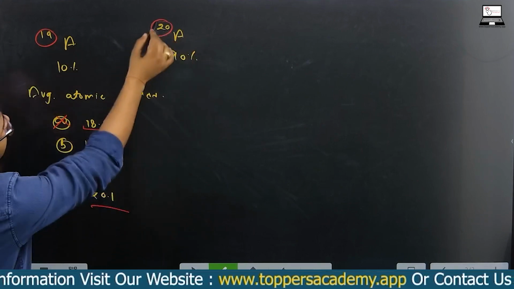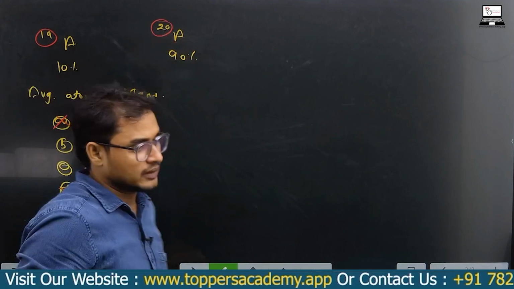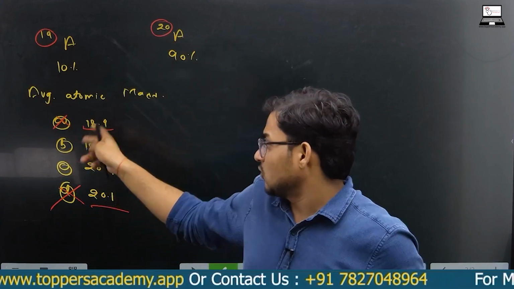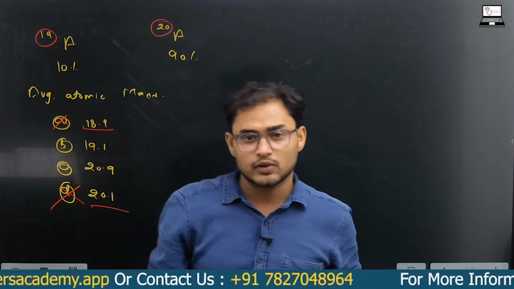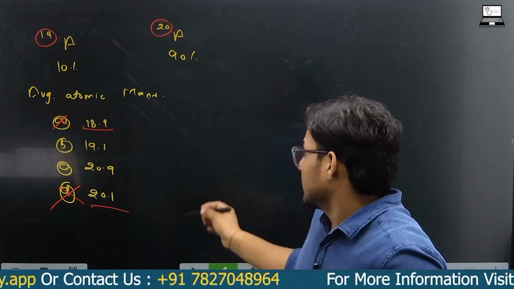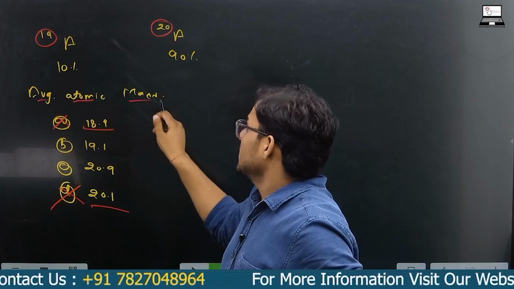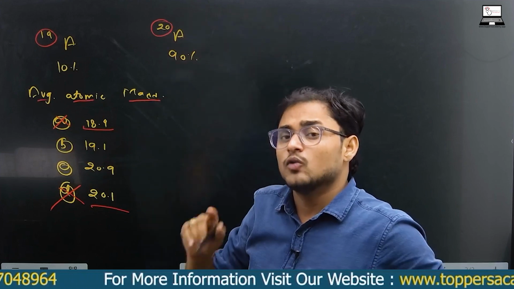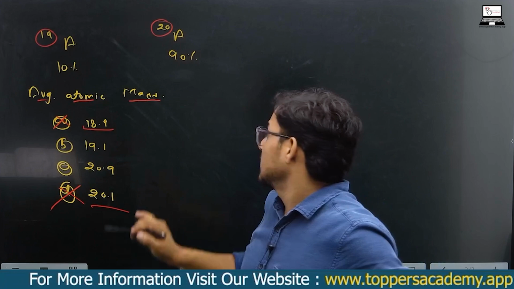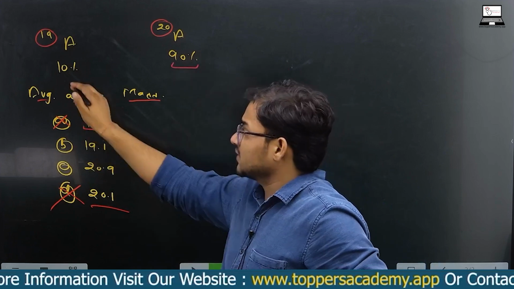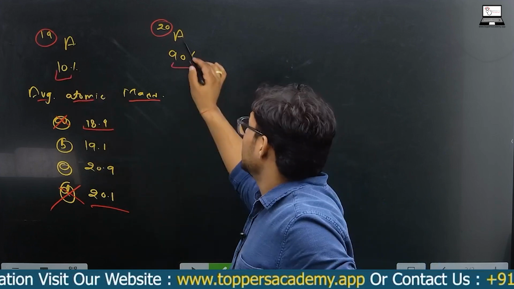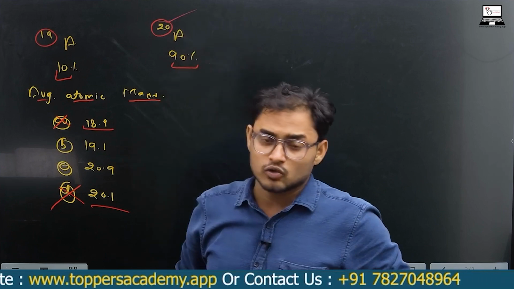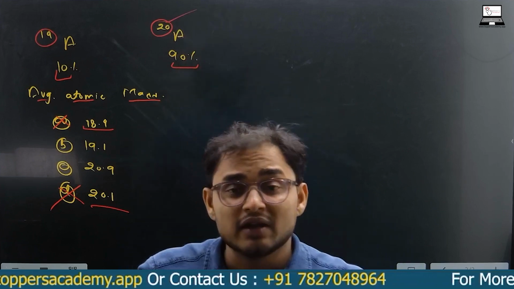20.1 is higher than 20, so it is a wrong option, right? But now there are only 2 options, and out of these 2 options, one will be the right option. Listen, the average atomic mass will be very close to the atomic mass of the isotope which has higher abundance. It has 90% abundance, the other has 10% abundance, so the answer will be close to the atomic mass of this isotope.